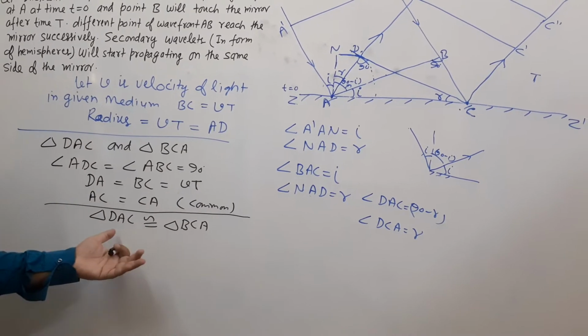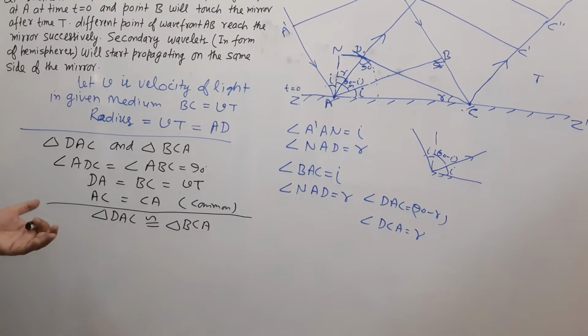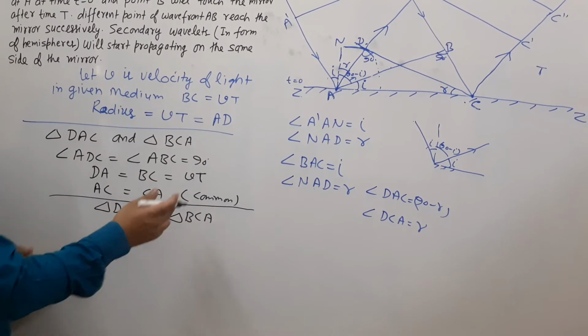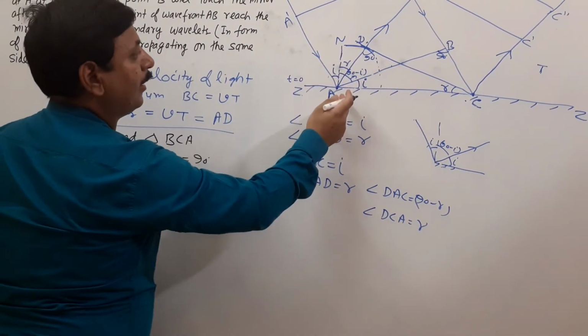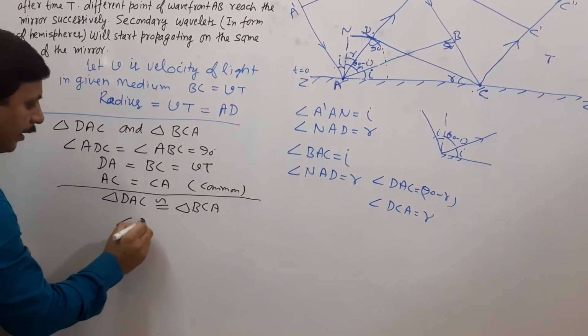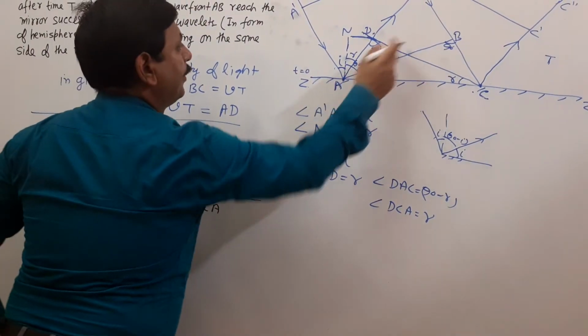So for congruent triangles, CPCT, corresponding parts of congruent triangles, by CPCT what you will say, angles are the same, that means angle DCA is equal to angle BAC.